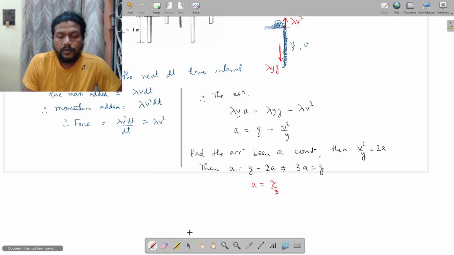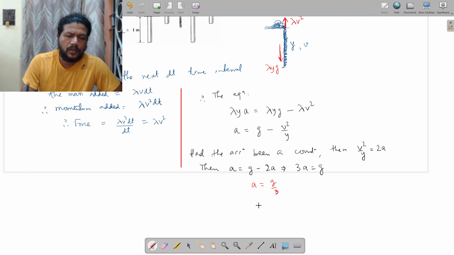The assumption of constant acceleration indeed comes out to be so in this case. Had we assumed that the acceleration is a constant but ended up getting the acceleration not to be a constant, then our assumption would have been wrong, and we'd have to go back and solve the equation the formal way. But at least in this case, we are luckily saved, and we find that the acceleration is actually g by 3.